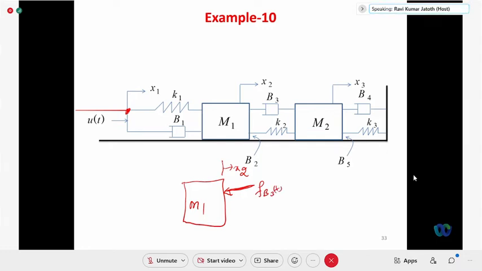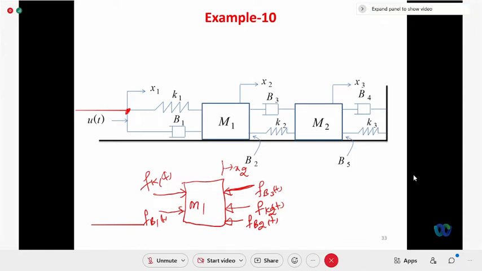What happened to FK2? It opposes. FK2 also opposes. What happens to FB2? It opposes. It is a friction between contact, so FB2 is also in the opposite direction. And what happens to FK1? Sir, it should be supporting this. Yes, FK1 would be in the direction of X2. And what happened to FB1? Even it will be in the direction of X2, supporting. Because of these two forces only M1 is moving, right? So this is FB1 of T. So this is M1. And similarly, you can write M2.